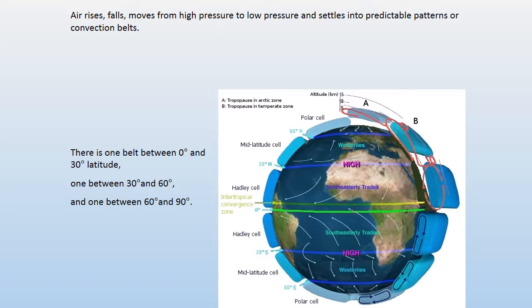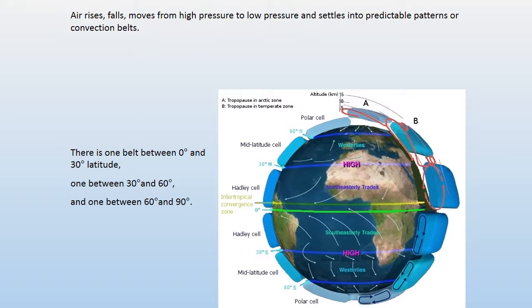One of these belts rises at the equator, 0 degrees latitude, and falls at 30 degrees latitude. Another rises at 60 degrees and also falls at 30. And another rises at 60 degrees and falls at 90 degrees, or the pole. If you look at the diagram on the next slide, you'll see the warm air rising at 0 and 60, and the cool air falling at 30 and 90.